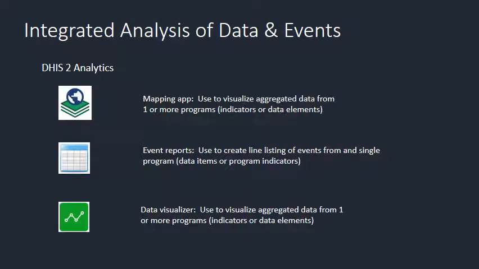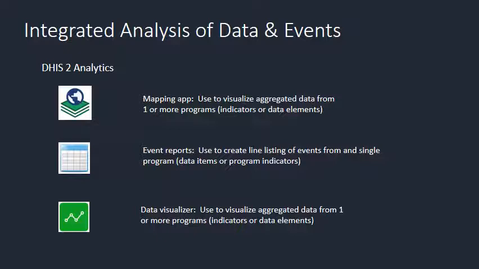So in our case, we're using three different types of analytics. One is the mapping app, which is used to visualize aggregated data for one or more programs. So these can be indicators or data elements. So different data elements can be combined into an indicator, and these can all be visualized onto a map.